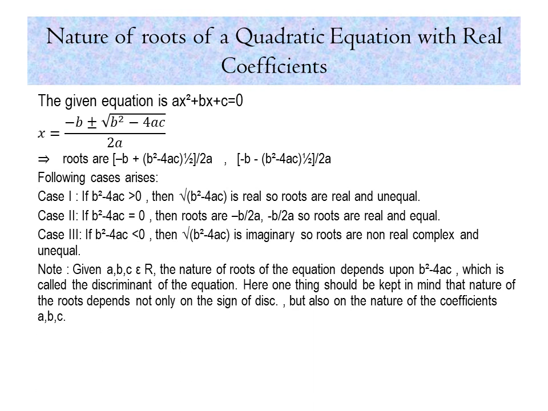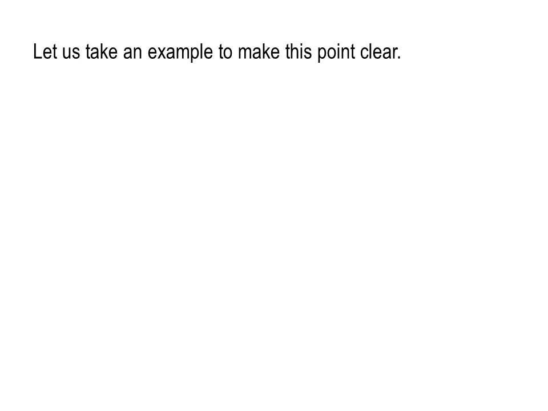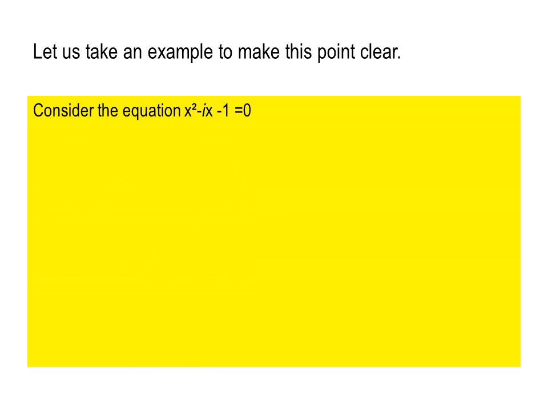We have to note one thing, that given a, b, c belong to real coefficients, the nature of roots of an equation depends upon b square minus 4ac, which is called the discriminant of the equation. Here one thing should be kept in mind, that the nature of roots depends not only on the sign of the discriminant but also on the nature of coefficients. Let us take an example to make this point clear.